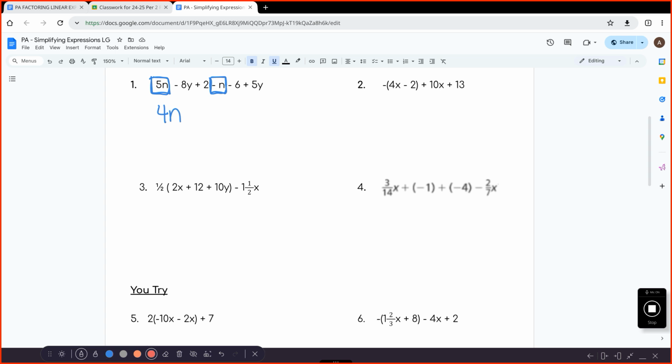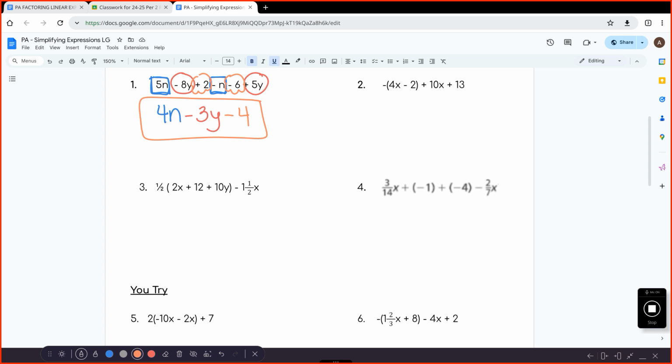All right, and now we're going to look at our next set of like terms. We've got this negative 8y, positive 5y. Negative 8 plus 5 gets you negative 3y. All right, and next we have this positive 2 here and a negative 6. So positive 2 plus negative 6 will get you negative 4. So we have here 4n minus 3y minus 4 is our final expression.